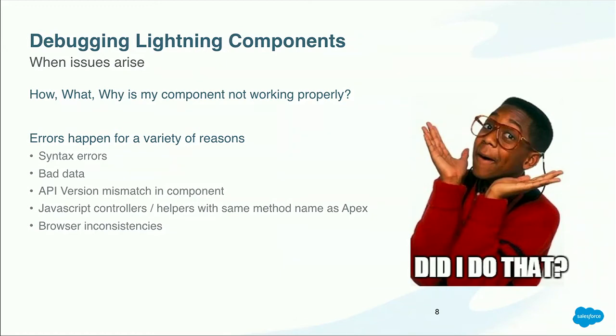I can have a syntax error, bad data. So for instance, I don't get any records back from my Apex controller that I'm expecting. API version mismatch. This is an interesting one that I found when playing with abstract components. If my API versions are different between the abstract component versus the concrete component, you'll get a random exception thrown that's not very intuitive. And then controllers, if you've done any sort of Apex or Lightning component development, you've likely run into this. JavaScript controllers cannot have the same method name as the Apex method as well. That will also throw a recursive loop.